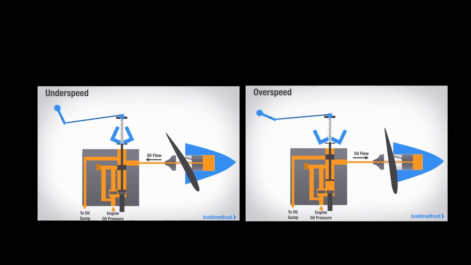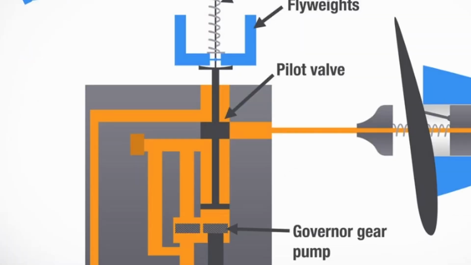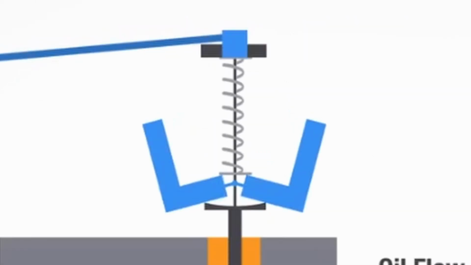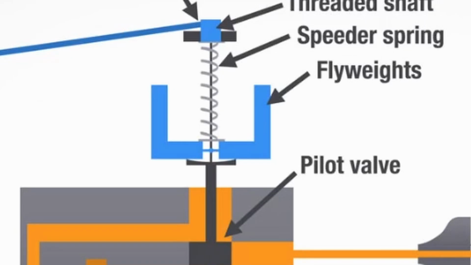The driving force behind the pilot valve's movement is based on a balance of forces between the speeder spring's tension and the flyweight's centrifugal force. When these forces are balanced, the pilot valve remains neutral, and it does not allow oil in or out of the prop hub. When there is an imbalance of forces between the speeder spring and the flyweights, the flyweights will either swing outward or they will swing inward. When they are balanced out, the L-shaped flyweights will remain in this position.